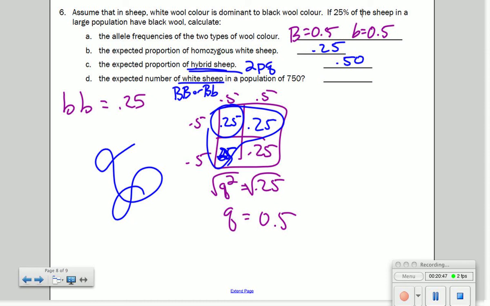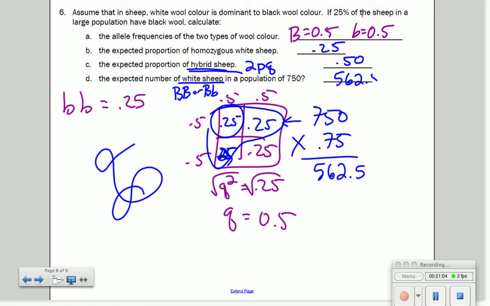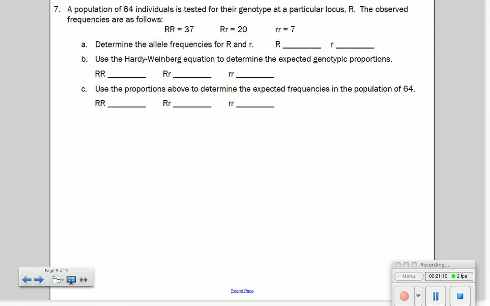So I have 750 times 0.75, these three right here. I get 562.5, so you can just say that. If you want to round up, that's fine. I'm looking for a ballpark number here. Okay, and then finally moving on to the last one.